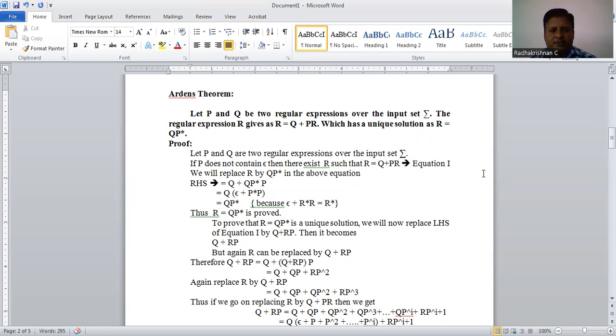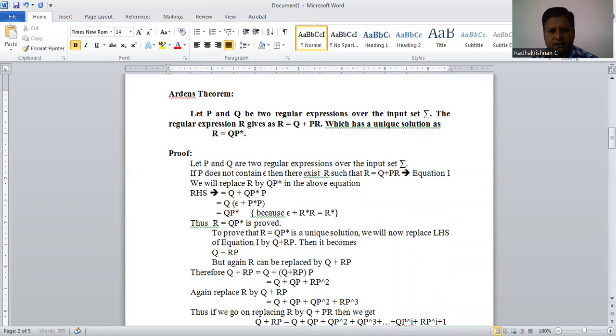And the regular expression R is to be considered in the form R equals Q plus PR, which has a unique solution R equals QP star. It has a unique solution R equals QP star as our answer. So this is the Arden's theorem statement. From this rule only we can calculate what regular expression is present in the given automata.